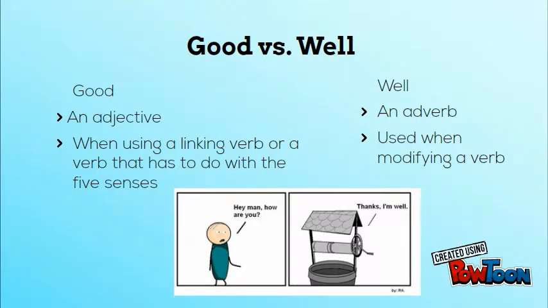Another example of adjectives people often get confused is the difference between good versus well. Good is an adjective and is used as a linking verb or a verb that has to do with the five senses. Well is an adverb and used when modifying a verb.